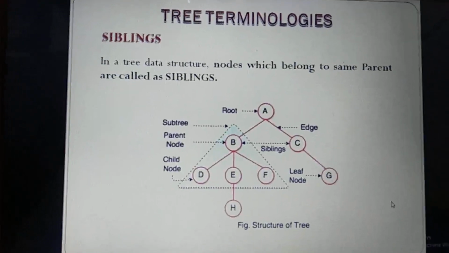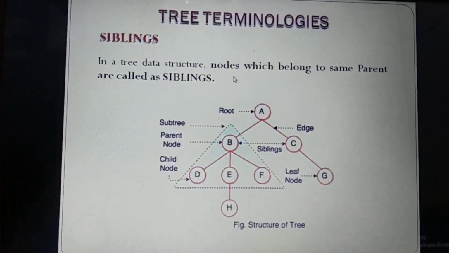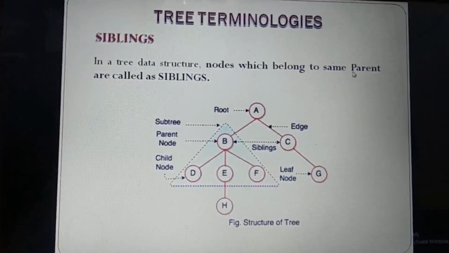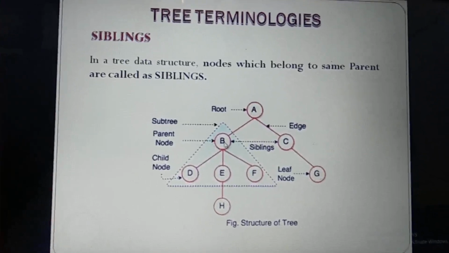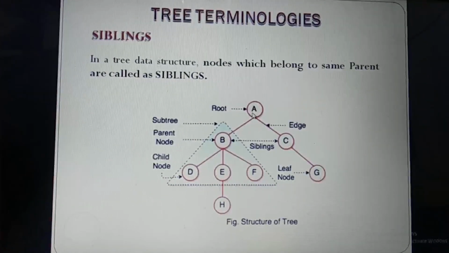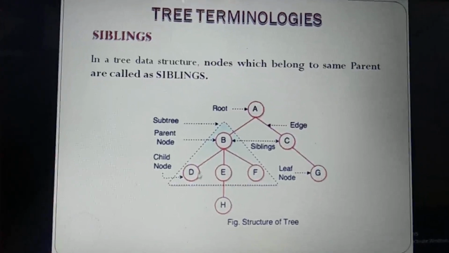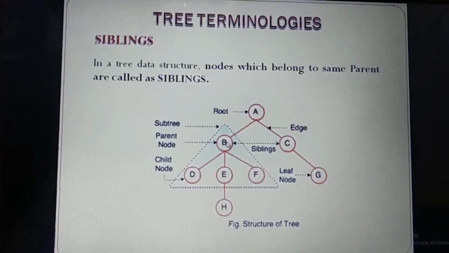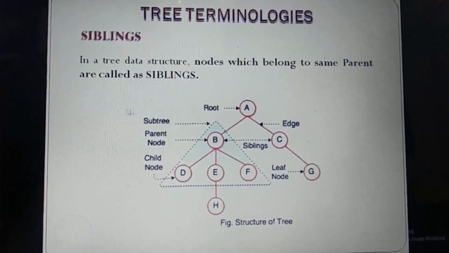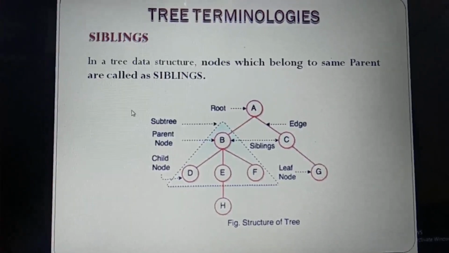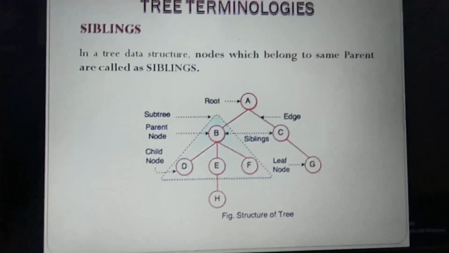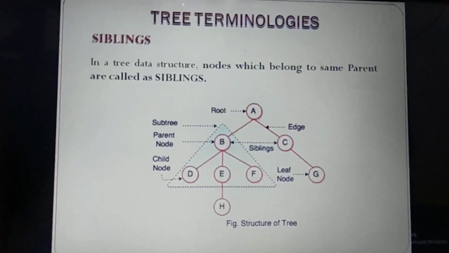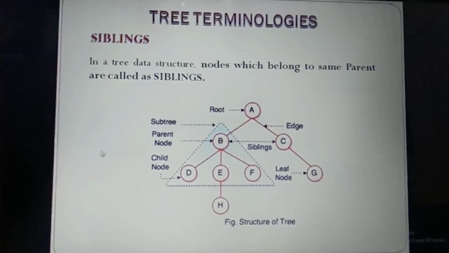Next one, siblings. In a tree data structure, nodes which belong to the same parent are called siblings. The nodes B and C belong to the node A, so they are called siblings. The nodes D, E, F are called siblings because they belong to the parent B. In our daily life, in our home, brothers and sisters of the same parent are called siblings. In the same way, in the tree data structure also, the nodes which belong to the same parent are called siblings.